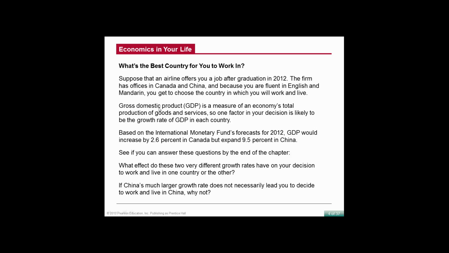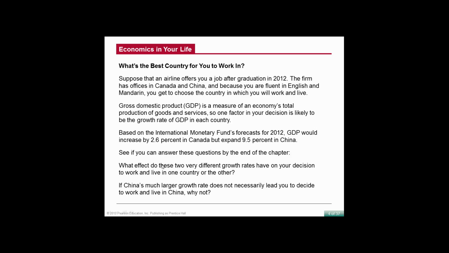Gross domestic product, or GDP, is a measure of the economy's total production of goods and services. So one factor in your decision might likely be the growth rate for each country. Based on the International Monetary Fund's forecasts in 2012, GDP would increase by 2.6% in Canada, but expand by 9.5% in China. See if you can answer these questions by the end of the chapter.